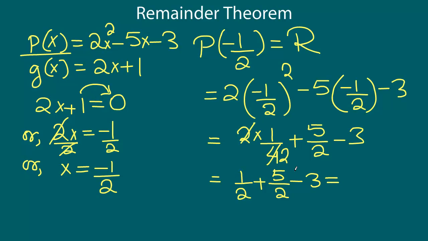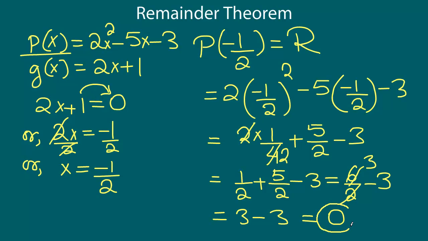Now 1 by 2 plus 5 by 2 is simply 6 by 2 minus 3, and this is nothing but 3 minus 3, which is 0. So the remainder theorem is telling us that the remainder actually is 0. When we divide these two polynomials, we get a remainder 0.